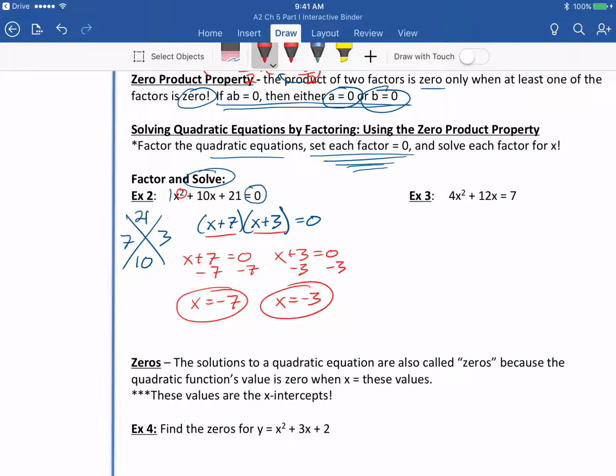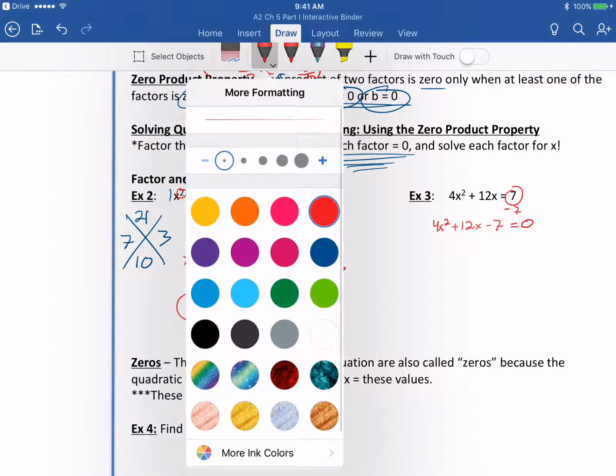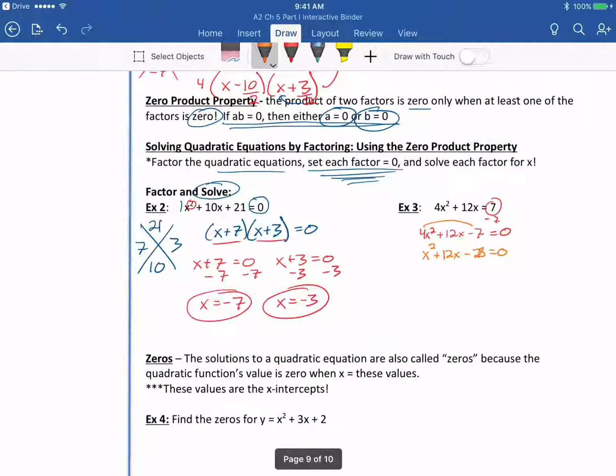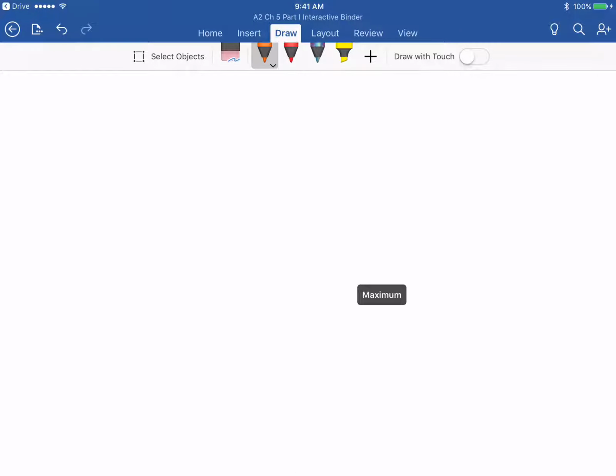Okay, next one, it's not equal to 0, it's equal to 7, so I've got to subtract that 7 over. So now I'm going to get 4x squared plus 12x minus 7 is equal to 0. Okay, now I have to factor this guy, so I'm going to look here. I have to multiply the 4 and the -7, so I'm going to get x squared plus 12x minus 28 is equal to 0. Okay, now I can put this guy into the diamond.